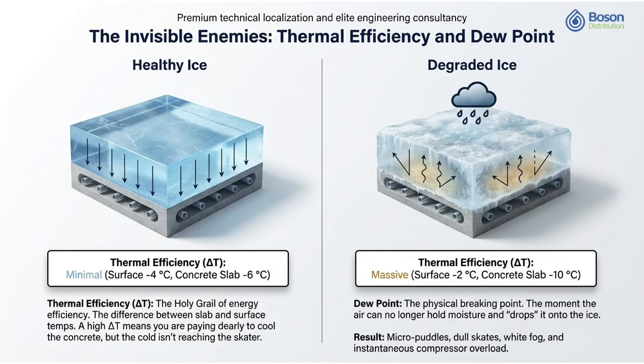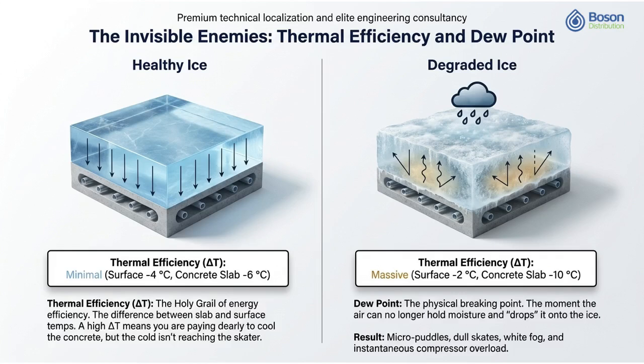On this slide, we look at two phenomena invisible to the naked eye, but immediately felt by your wallet and compressors. First, healthy versus degraded ice. On the left, healthy ice has a minimal delta T. If the surface is -4 degrees Celsius and the slab is -6 degrees Celsius, the cold flows smoothly. On the right, degraded ice has a massive delta T. The surface is -2 degrees Celsius, but you must cool the slab to -10 degrees Celsius. This is because a thick or porous layer blocks the cold from reaching the skater.